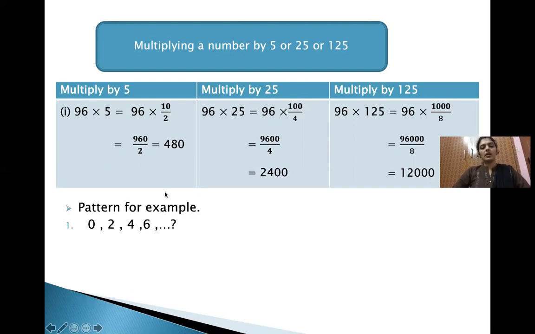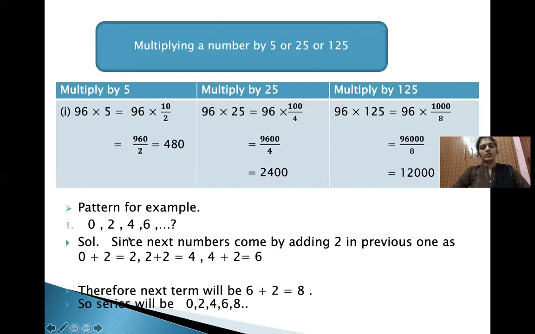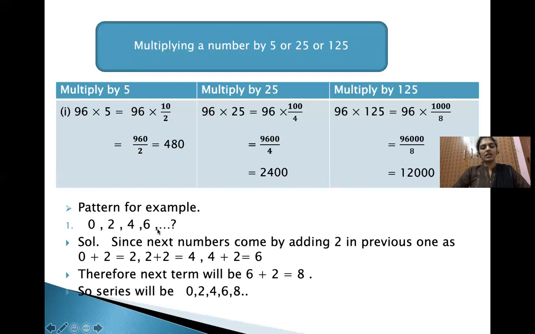So here is a question for you. 0, 2, 4, 6. Can you find the pattern? First we have 0, then 2. In the next step, we add 2. So we got 2. If we add 2 in this 2, we got 4. If we add 4 in this 4, we got 6. So here we add 2 in each number. So we can easily find the next term of this pattern.